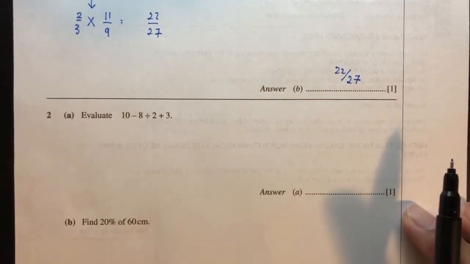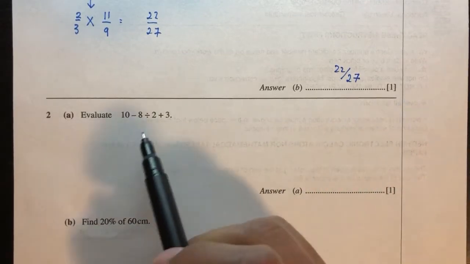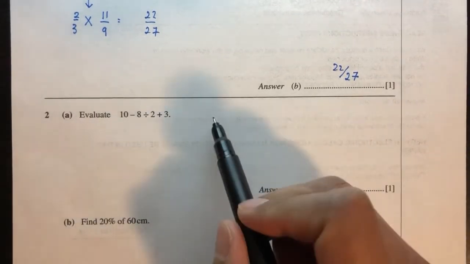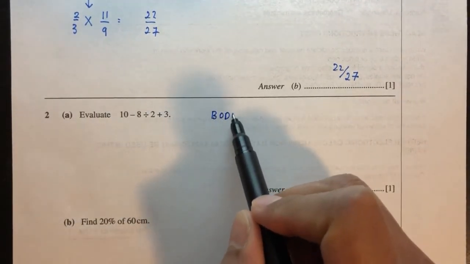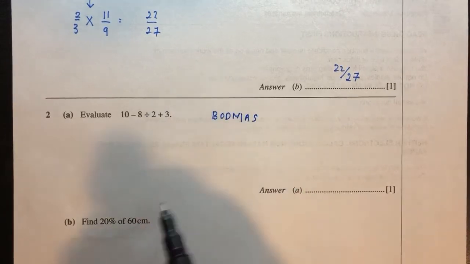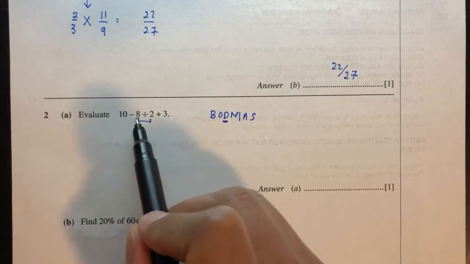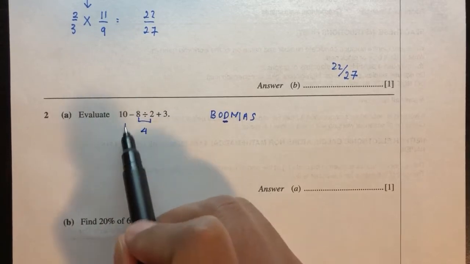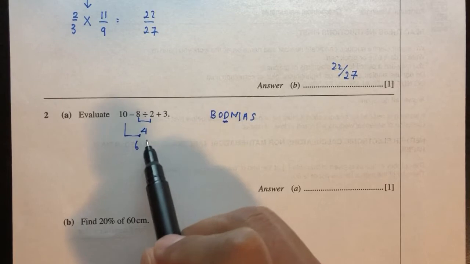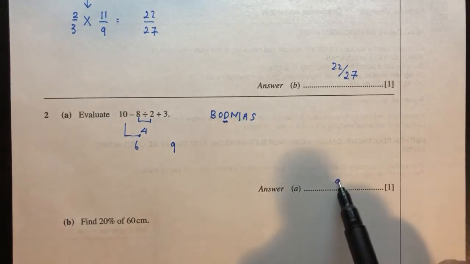Now for question number 2, we have 10 minus 8 divided by 2 plus 3. So we have to follow the rules of BODMAS. We have to do division first, then do the rest. So 8 divided by 2 will be 4. 10 minus 4 is 6. 6 plus 3 will be 9.